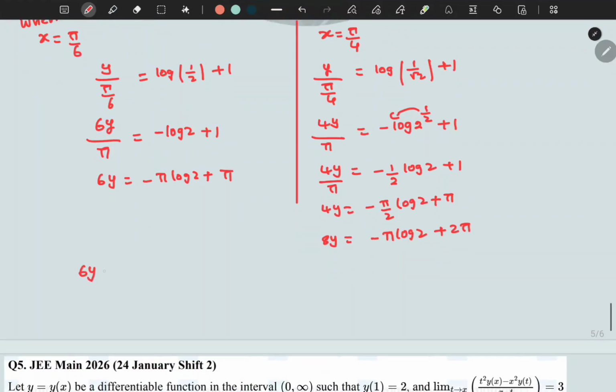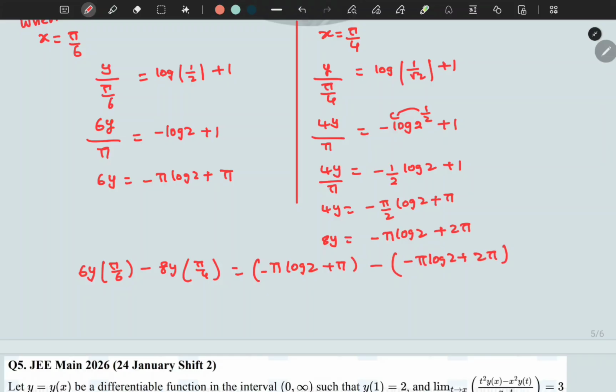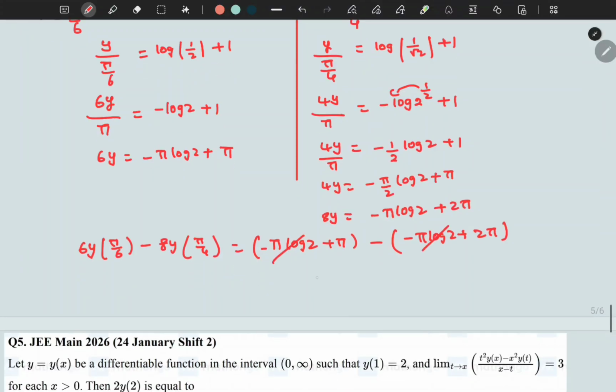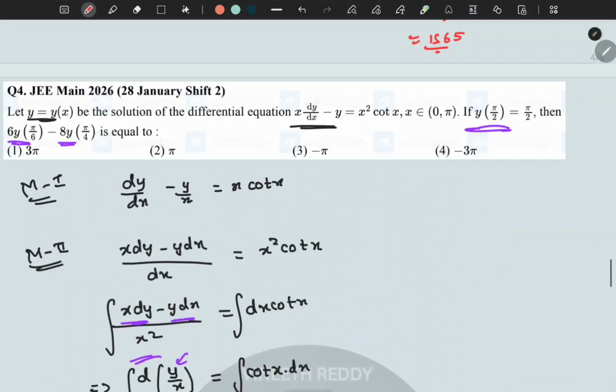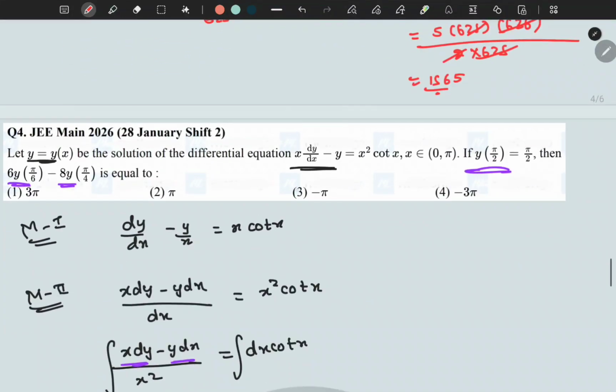Now what is he asking? He's asking us to find 6y(pi/6) minus 8y(pi/4), if I remember. That means minus pi log 2 plus pi, minus (minus pi log 2 plus 2 pi). So this and this get cancelled because minus into minus is plus. So simply we will be left with pi minus 2 pi, which should be minus pi. Yes, minus pi is there, and indeed that should be the answer.